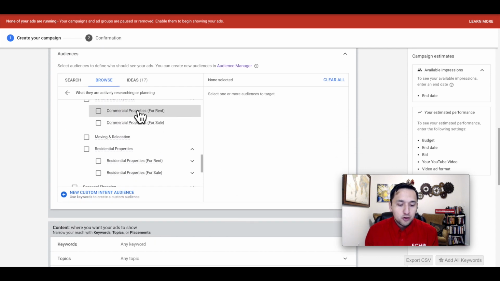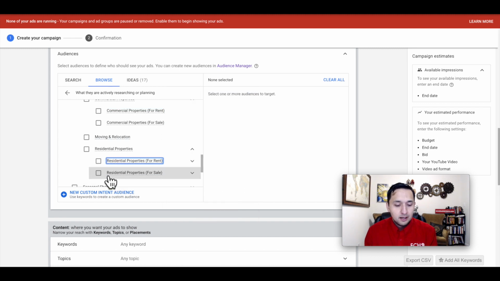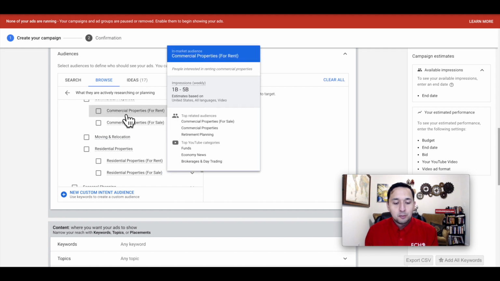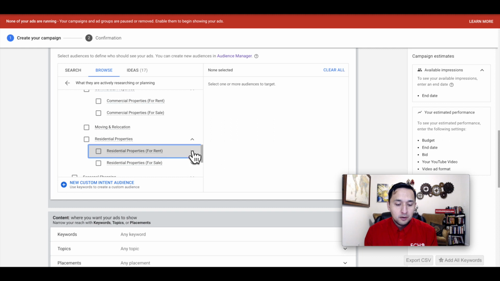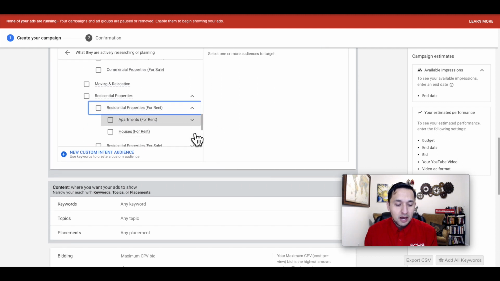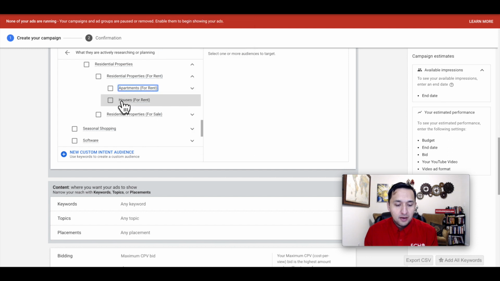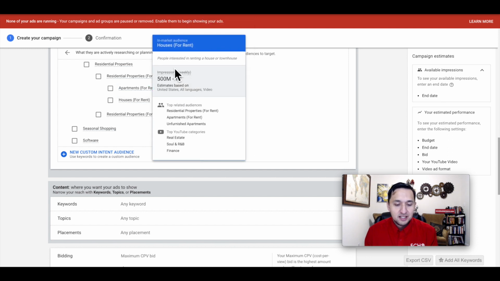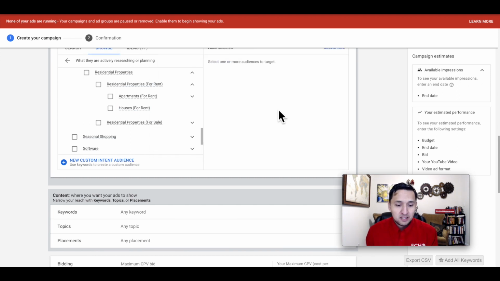So the commercial properties for rent, you have the same thing, residential properties for rent, and then residential properties for sale. Now the difference being that in the commercial world, this is where it ends, but in the residential world, you can keep going. So you have the apartments option, and then you have the houses option. So you see the amount of impressions, and this is for the United States. So it's not drilled down to a specific area.